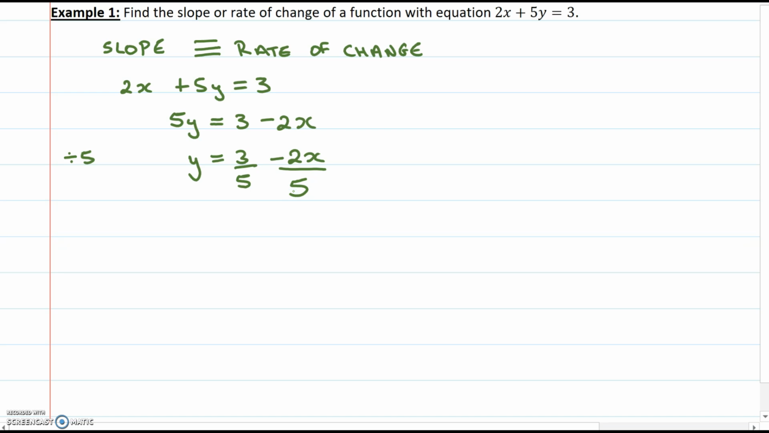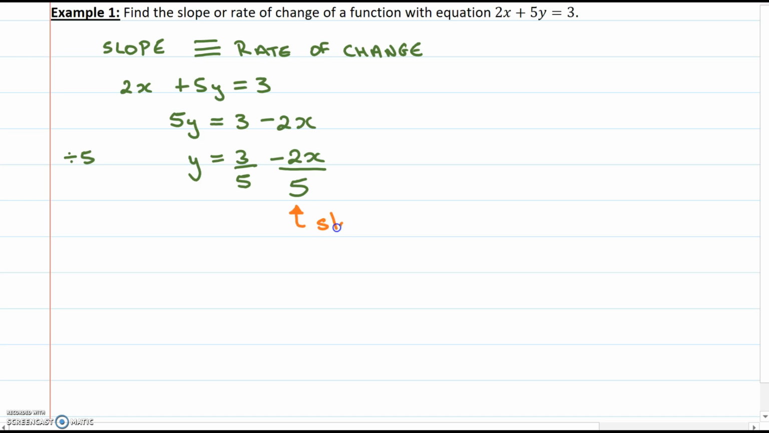Now the question was to find the slope or the rate of change. Hopefully you remember that from Algebra 1 and geometry and possibly pre-algebra, when you have the equation of a line and you get y on its own, then the slope or the rate of change is whatever number is attached to the x.